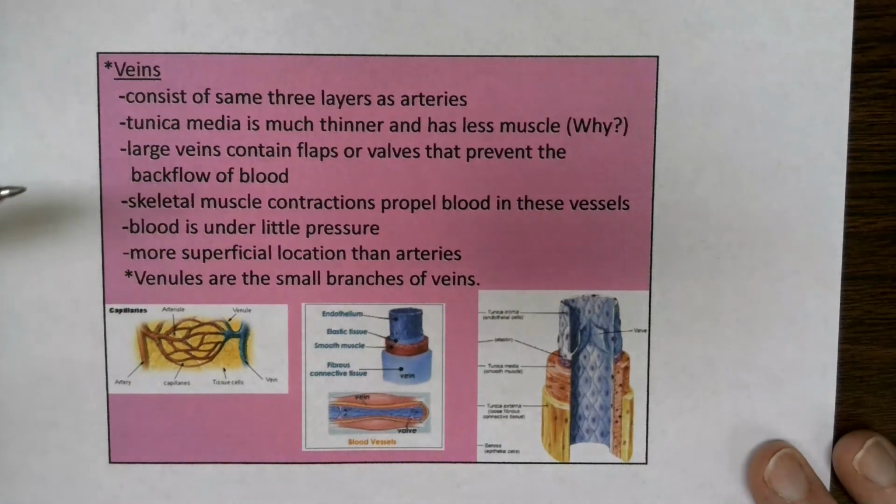And so you have a couple of other structures and characteristics that are present in veins. Large veins are going to contain flaps or valves that are going to prevent backward flow of the blood. So they're going to kind of be like the valves in the heart. Okay, so you've got a vein shown here, you've got a valve here. In this particular diagram, blood would move from the left to the right because that valve would then kind of kick open, moving to the right.